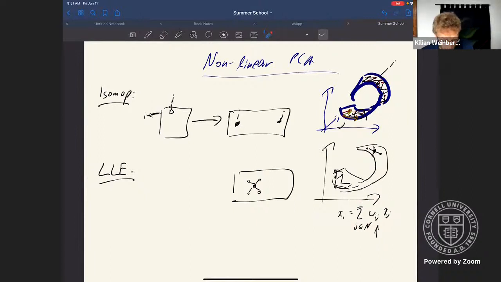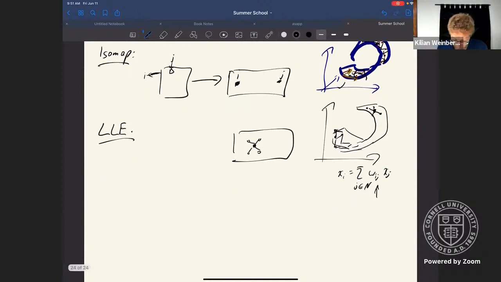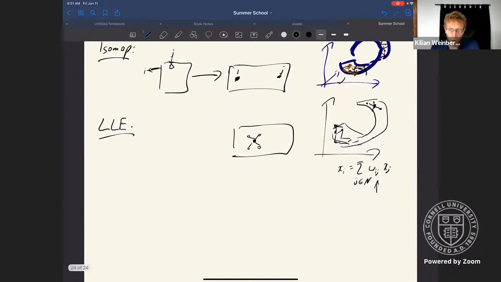It's also a very, very cute algorithm. But all of these have their upsides and downsides.